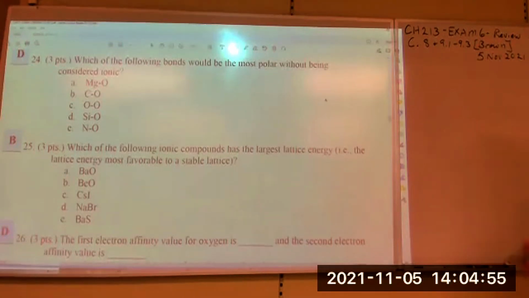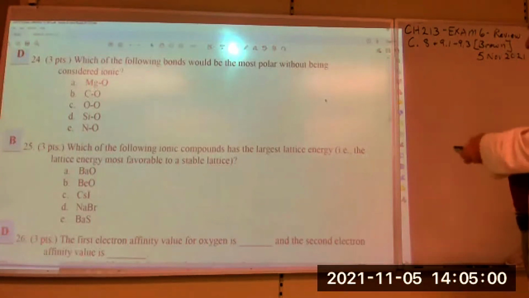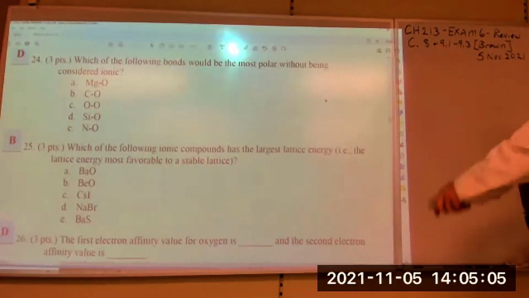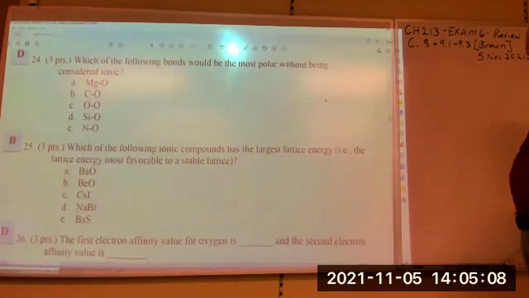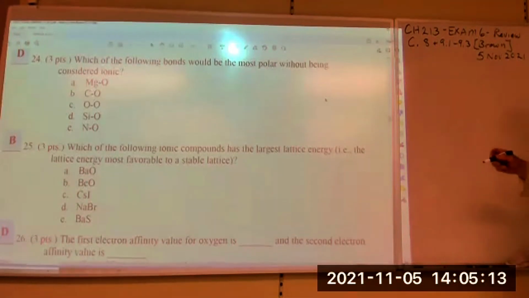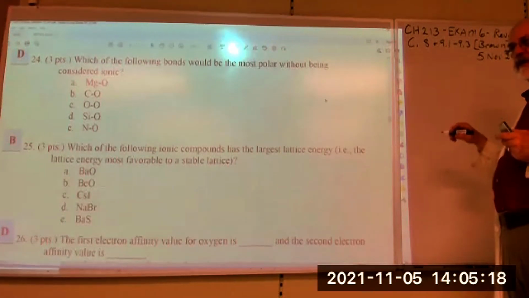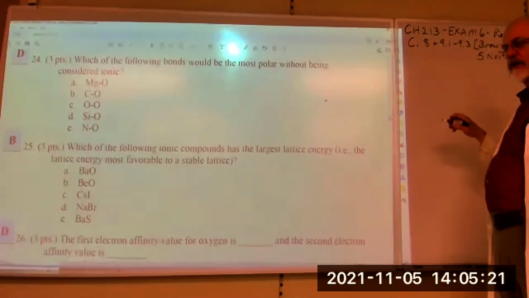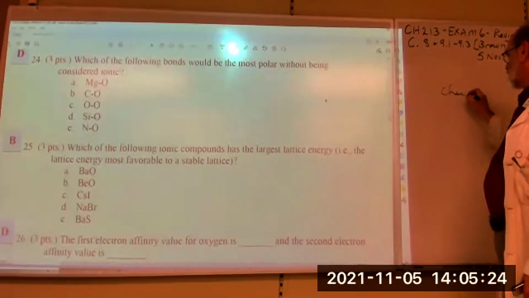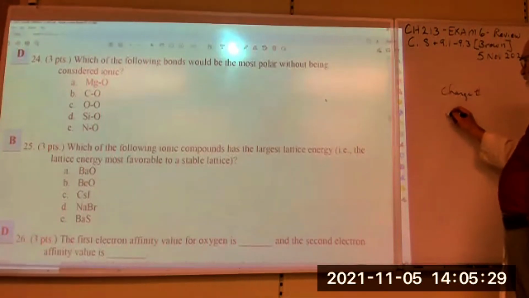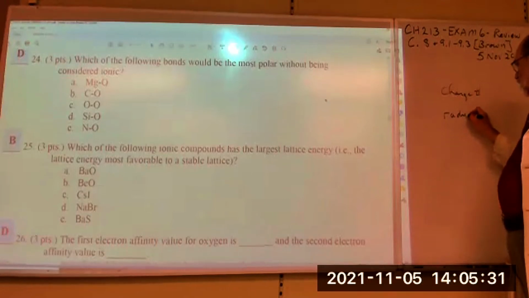Theoretically speaking, which of the following ionic compounds has the largest lattice energy? In other words, the lattice energy most favorable to a stable lattice. All right, how do we approach this? Well, when we're talking about ionic compounds, I think we covered this in class. Two things contribute to the strength of the ionic bond. One is charge number, and the other is radius. How close are they together?